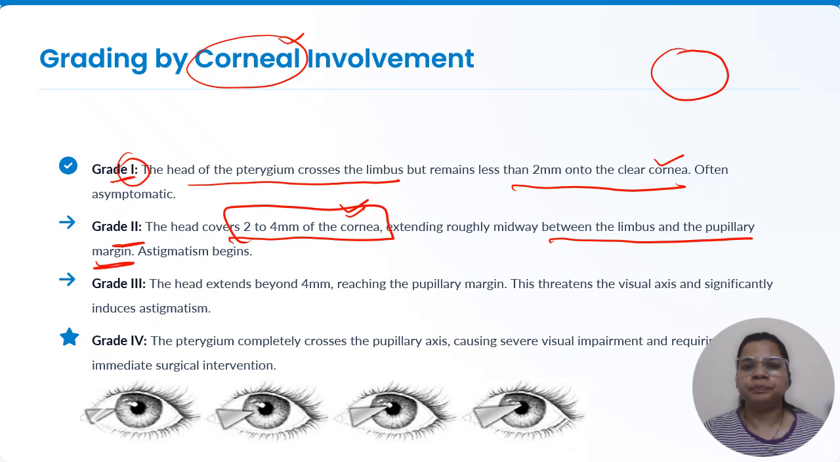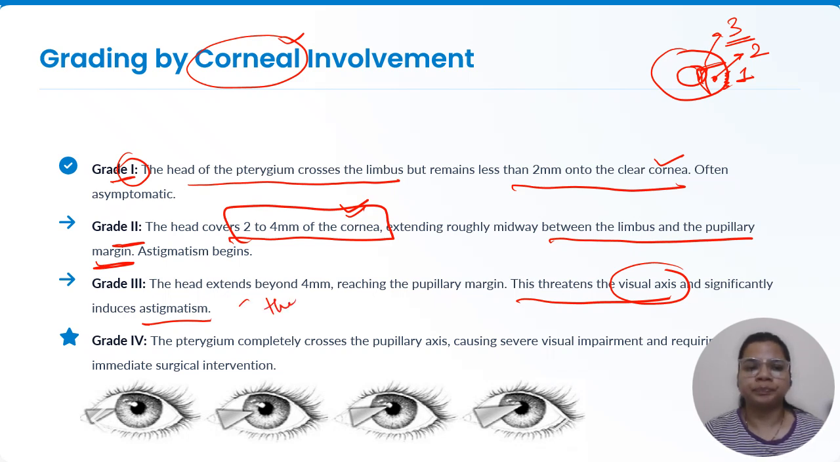So if the pterygium is up to here, it is grade 1. If it is between the pupillary margin and limbus, up to here, it is grade 2. And if it goes beyond the pupillary margin, that is grade 3. It threatens the visual axis and will also induce astigmatism, with-the-rule type.